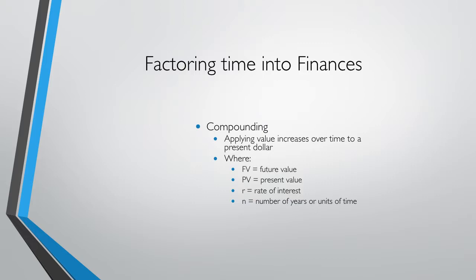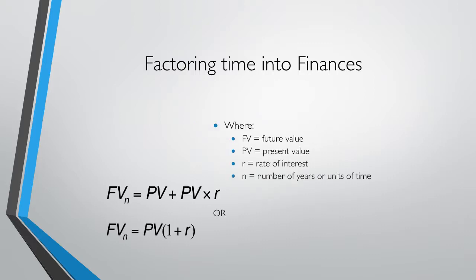Here I have some variables on the screen where FV equals the future value, PV equals the present value, R equals the rate, and N equals the number of years, or number of units of time, if you will. In most instances, it's years. We're going to look at the formula, and then I'm going to show you a little later how to actually do this in Excel, or at least show you an example in Excel.